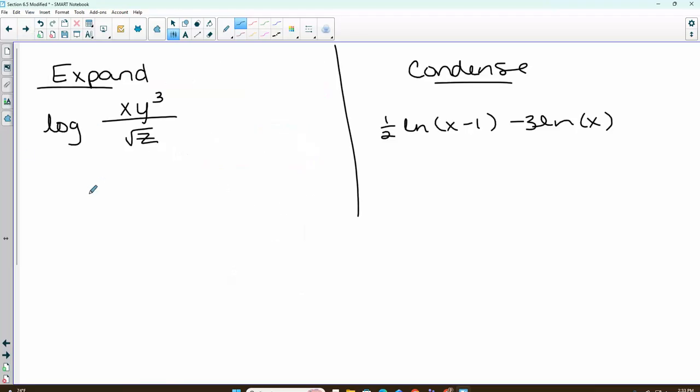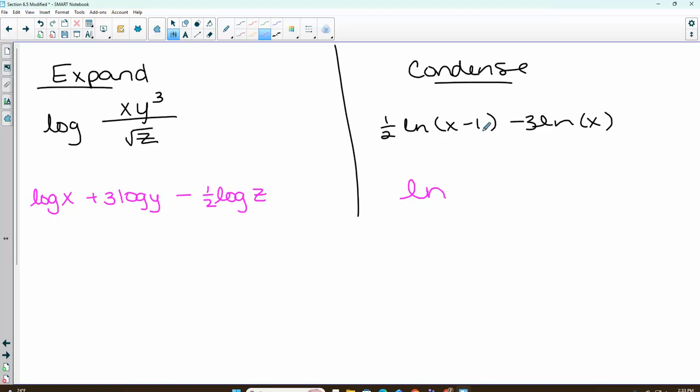Going back a little bit, remember expanding and condensing? So when I tell you to expand, what does that mean? Everything gets its own log. So log x, if things are multiplied together, how do we break them apart? Log of y, what do I do with my third power? If things are divided, what do we do with the square root? 1/2. So expand, condense, what does that mean?